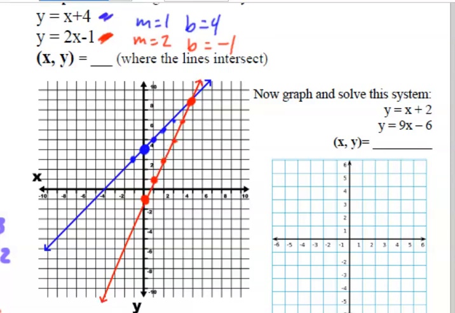Notice they intersect right here. The intersection is at 5, 9. So your intersection, your solution, is (5, 9).